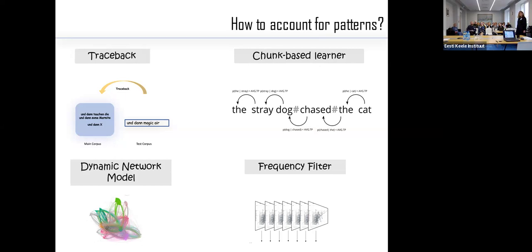And that's actually an advantage of the traceback method in the end, because here we have the frame and slot patterns, which are the main thing, whereas in the chunk-based learner or in the other ones, it's more about the chunks. And one advantage also of the other two, dynamic and frequency, is that here we really take the full corpus, child-directed speech and the child speech, into account, whereas in the traceback method, we also took parts of the whole corpus into account, but it's more or less that the patterns we detected in the child data were then traced back to the input, whereas here we basically cluster from the beginning.